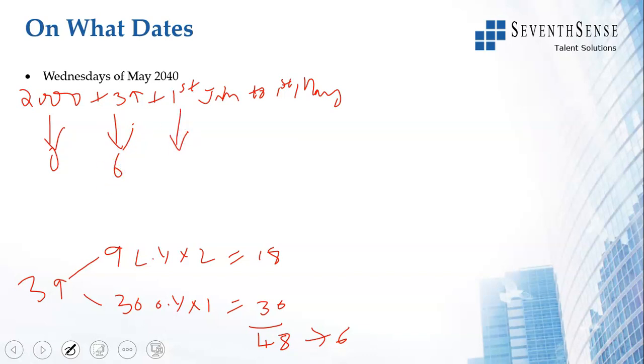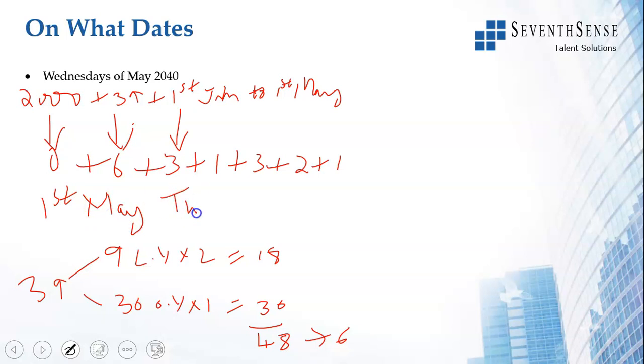1st Jan to 1st May. So 2040 by 4, it's a leap year. So for Jan is 3, Feb is 1, March, April, and then 1 day of May. Adding all of this, 9, 10, 13, 15, 16. 16 by 7 gives me remainder of 2. So I have 1st May as 2. As per our original logic, 2 would mean 1 is Monday, 2 is Tuesday. So 1st May is Tuesday.